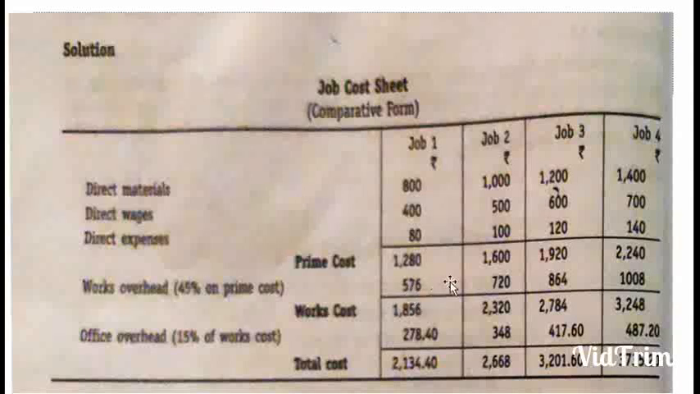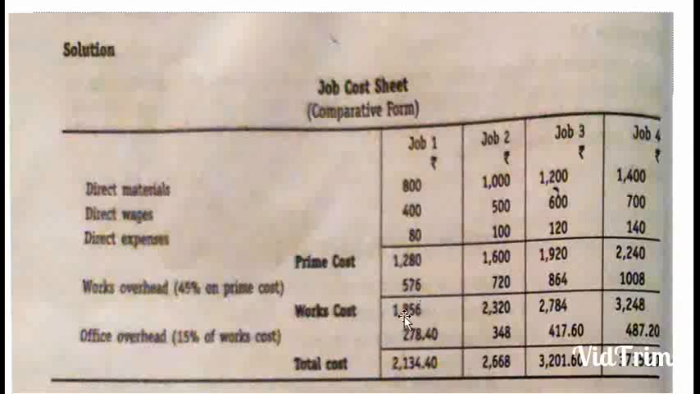The same thing, 1600 into 45% on prime cost, which is 720. Then job 3, 45% on prime cost, your works overhead will be 1920 into 45%, which gives you 864. Then for job 4, 2240, 45% of it will give you 1008. So when you total up your prime cost and your works overhead, you will get your works cost. So what is the total of your works cost?